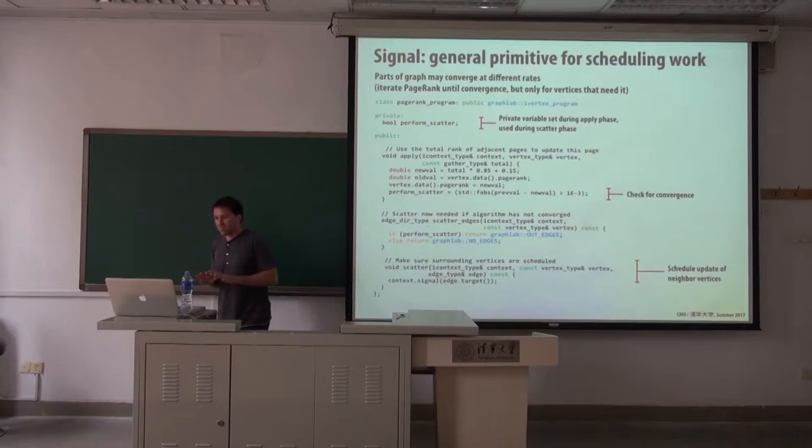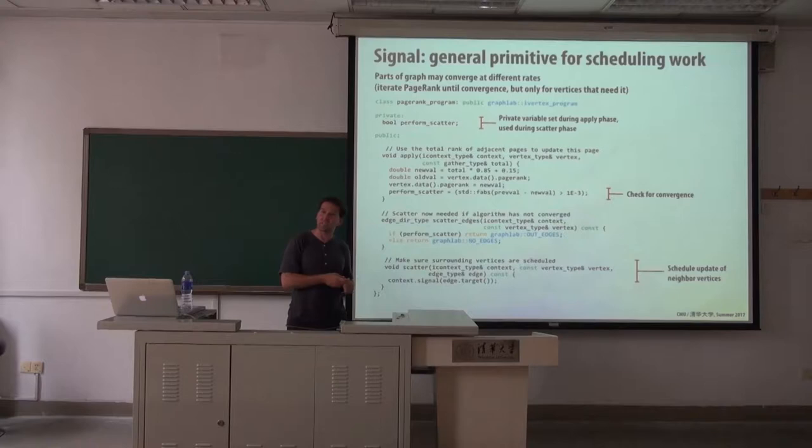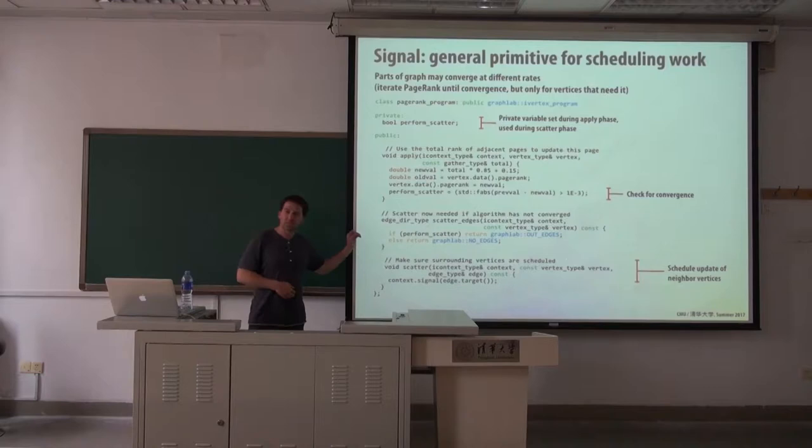So that's about it on GraphLab. You write code for how to update a vertex. You write code that specifies what input edges you read data from, what output edges you write data to, and you have the ability to tell GraphLab when to run your vertex program. And that's about it. And the system handles the rest for you.